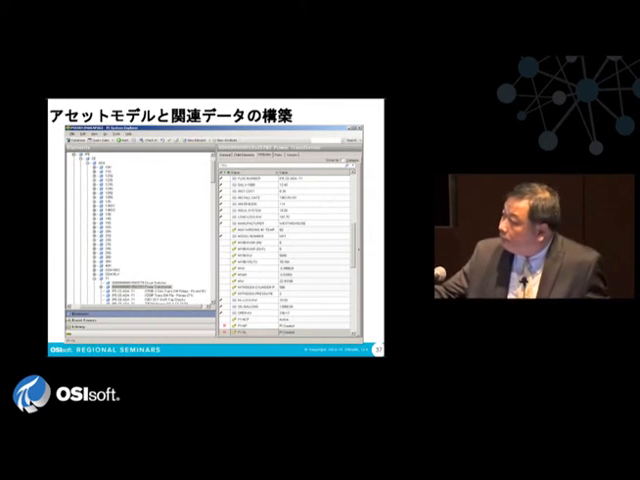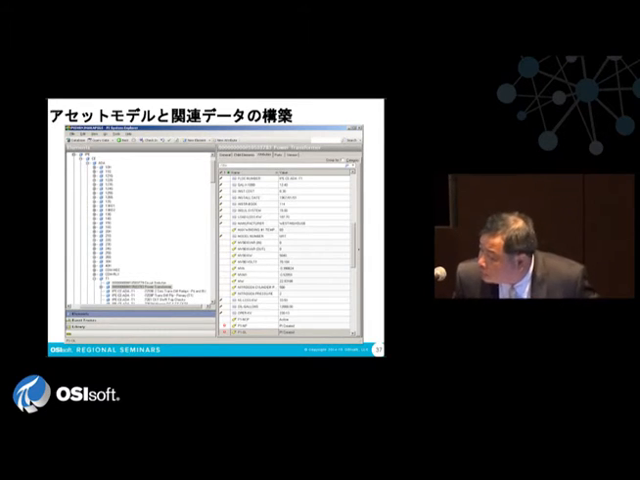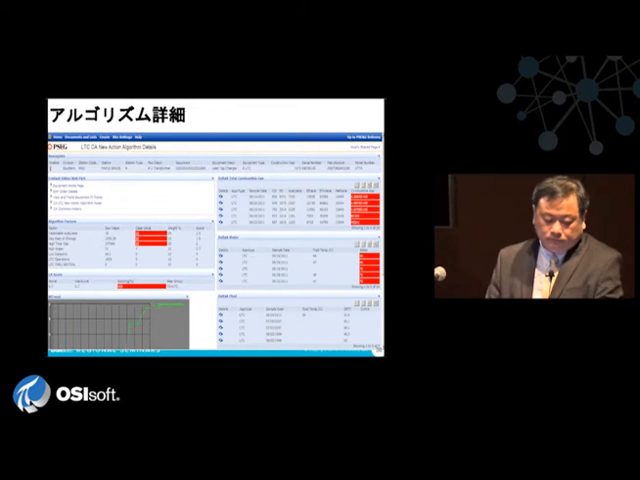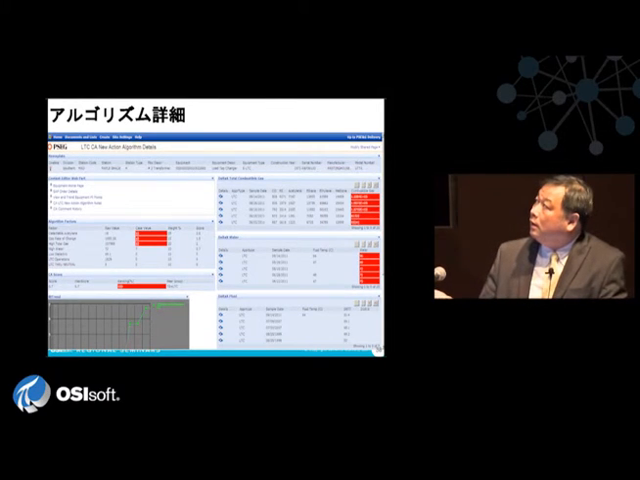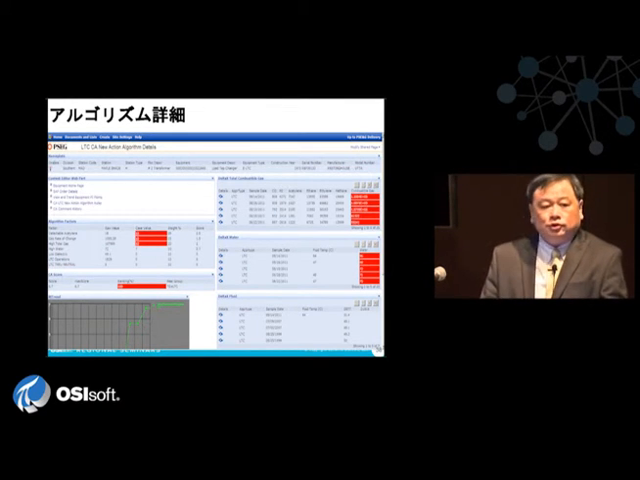Here is the example for a transformer. And they show all the information using our WebParts. PI WebParts is a tool for you to use PI data in a Microsoft SharePoint portal.